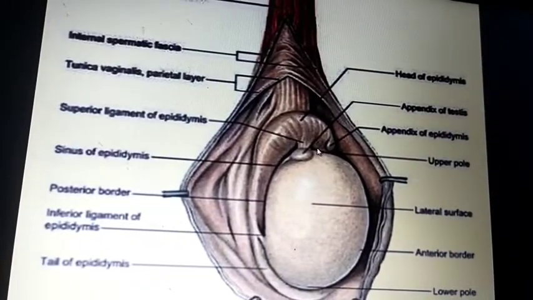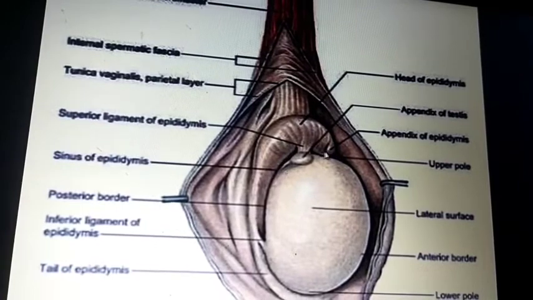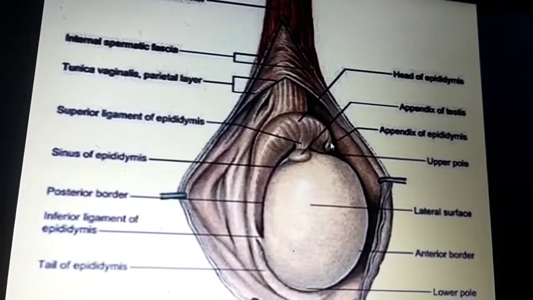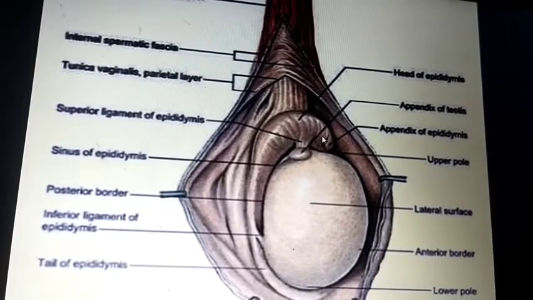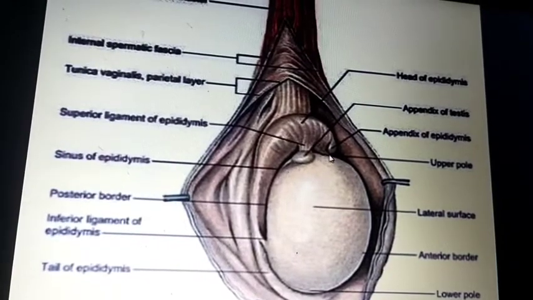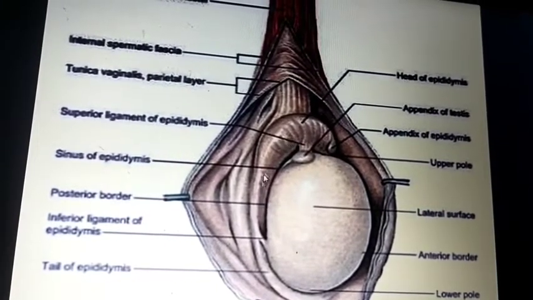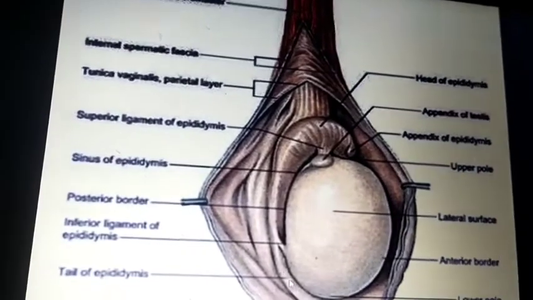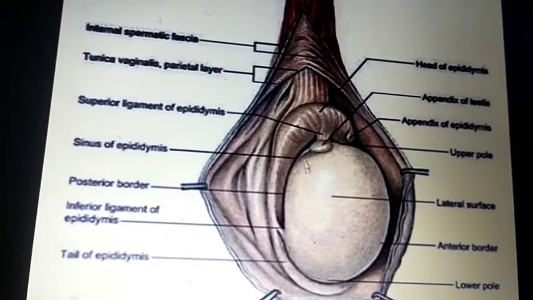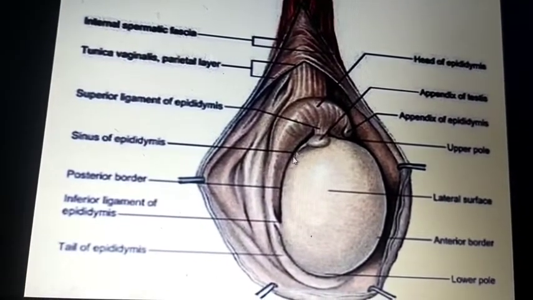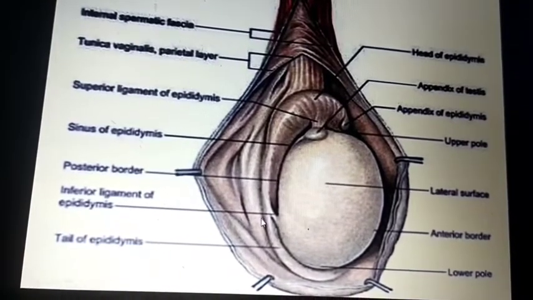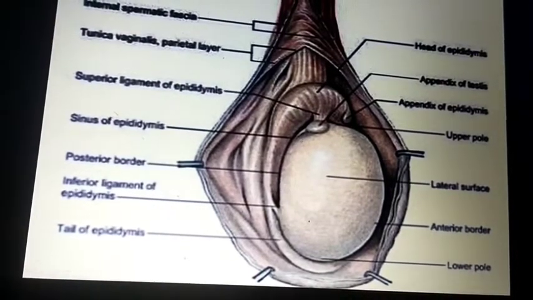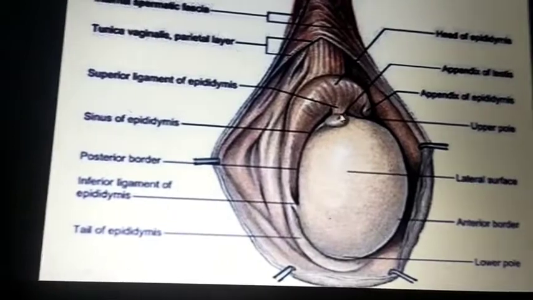You can see this is the sinus. This is the head of the epididymis, and this is the appendix of the epididymis. This is the head at the upper pole of the testis, this is the body, and this is the lower pole of the testis. Here is the tapering tail. This is the sinus, meaning the groove between the body and the testis. That groove is the sinus of the epididymis. And here are the efferent ductules of the testis.